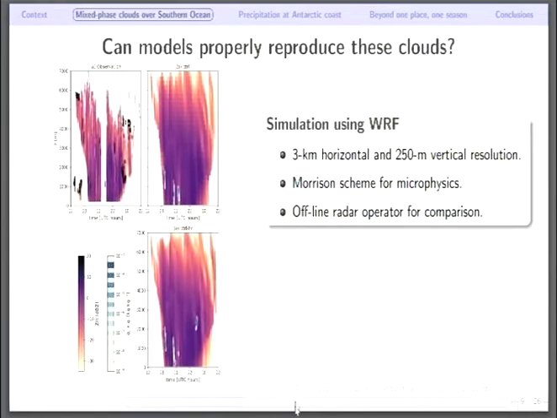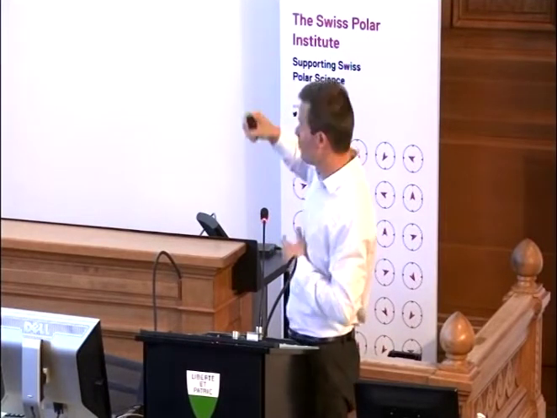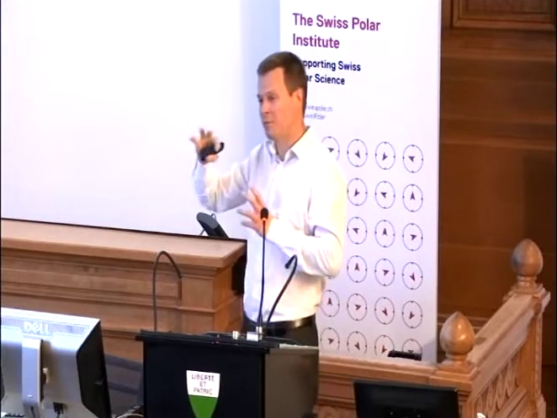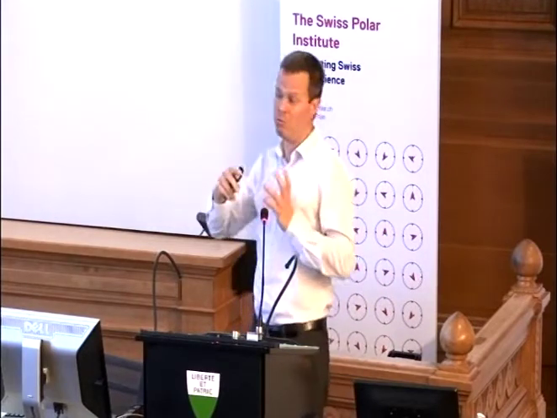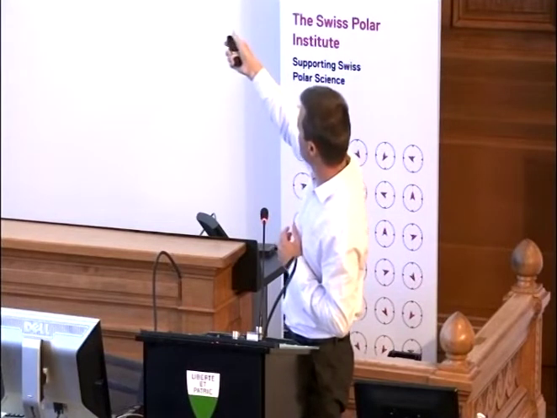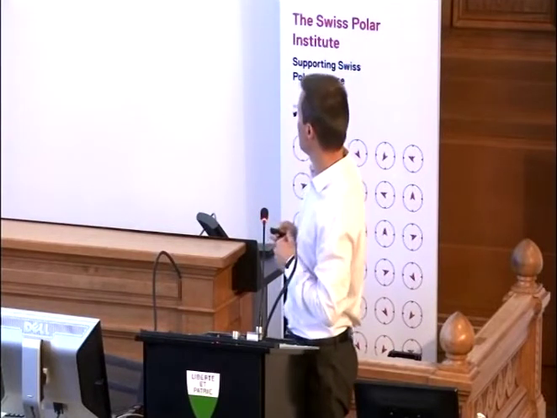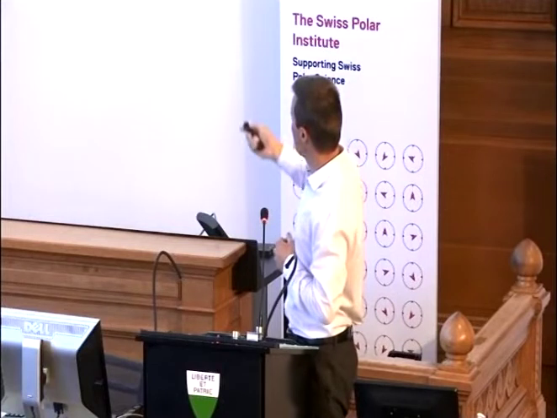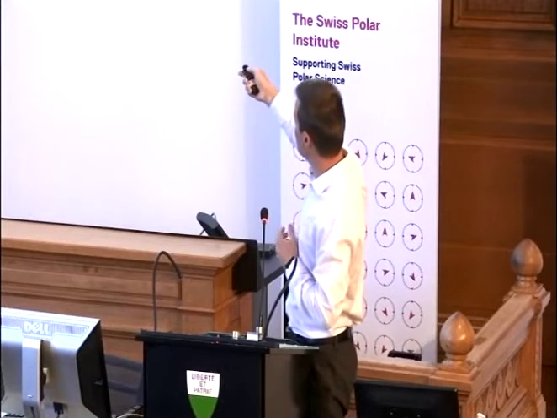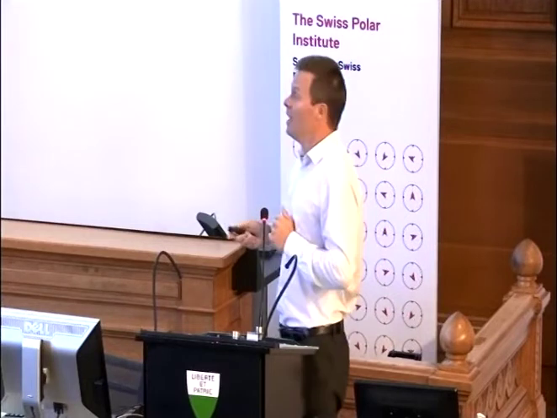So, 3 kilometer horizontal resolution, 250 meter vertical resolution, some information about the microphysical schemes, and we use a radar operator to be able to directly compare the radar measurements with the model output. That's why on this figure we have the observation and the model simulation in the same variable, the same quantity, so we can do this direct comparison. And what we see is that the timing is more or less okay, the intensity, the vertical extent, the model is doing pretty well.